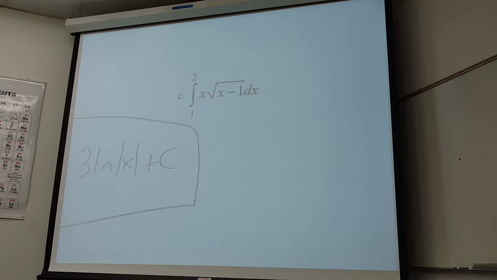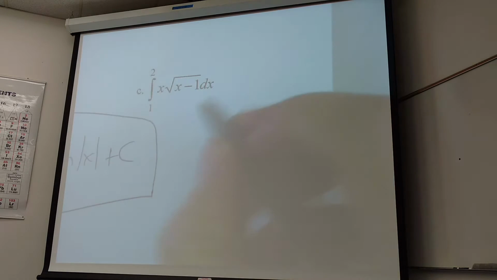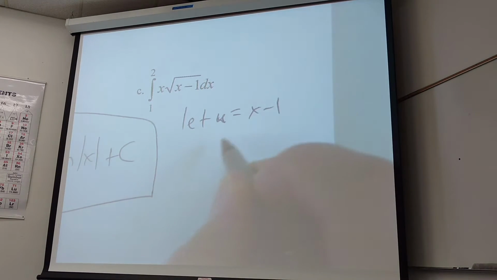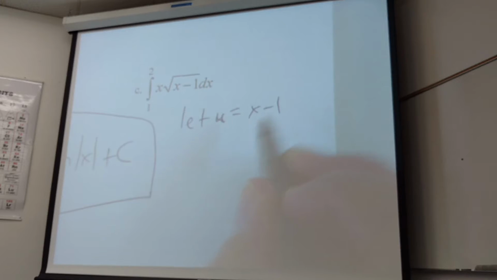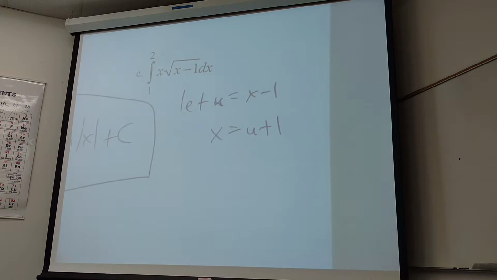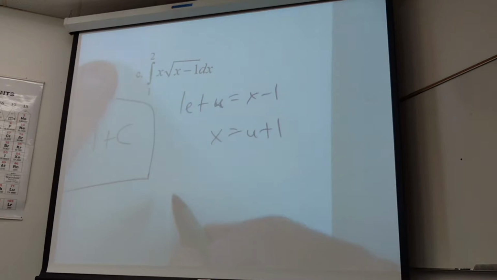So obviously I want to let u equal what? So what does that mean? If I solve this, what I just wrote, I'm letting that be true. Therefore, what must be true? Solve for x. x must be equal to u plus 1. So then I can replace.